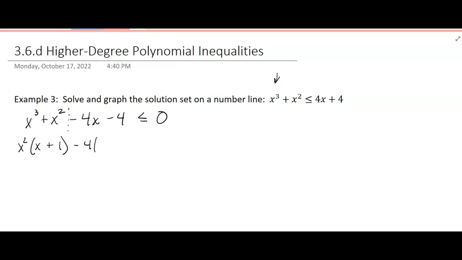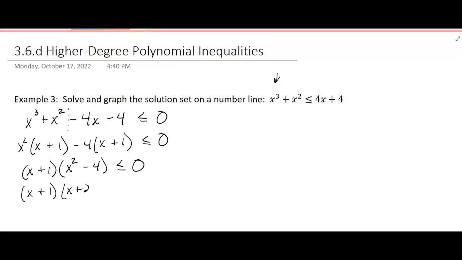And factor out the negative 4. Looking good. So we have x plus 1 as a factor and x squared minus 4 as a factor. But x squared minus 4 is a difference of squares, so we're going to factor that into x plus 2 and x minus 2, less than or equal to 0. So our boundary points are going to be at -1, -2, and 2.